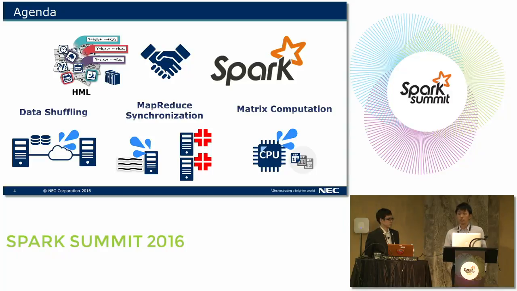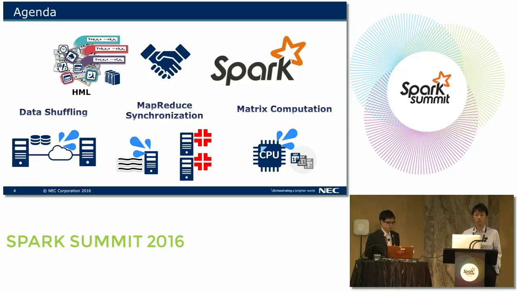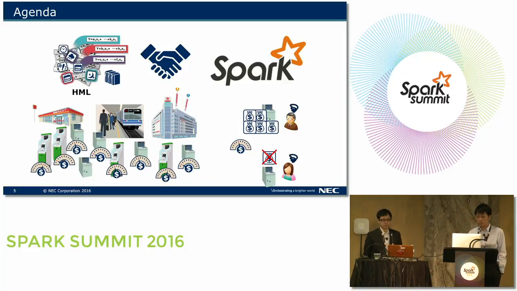Particularly, to fully utilize the capability of Spark, we solved some problems like data shuffling, MapReduce synchronization, and matrix computation. At the end of this talk, I want you to understand what HML is, how it's useful in predictive analytics, and take away some of the technological tips we have addressed. In the later part of this talk, we will share an interesting use case of distributed HML: cash balance forecasting for a massive number of ATMs.